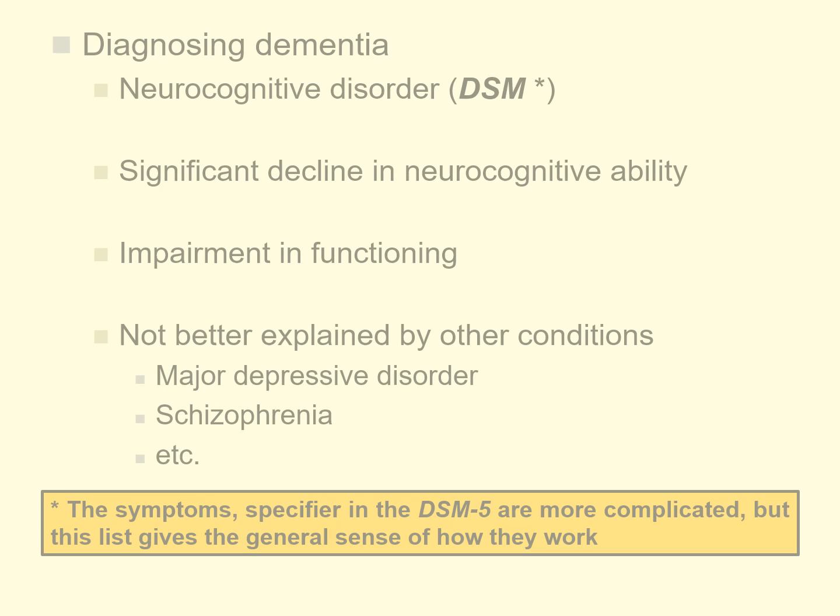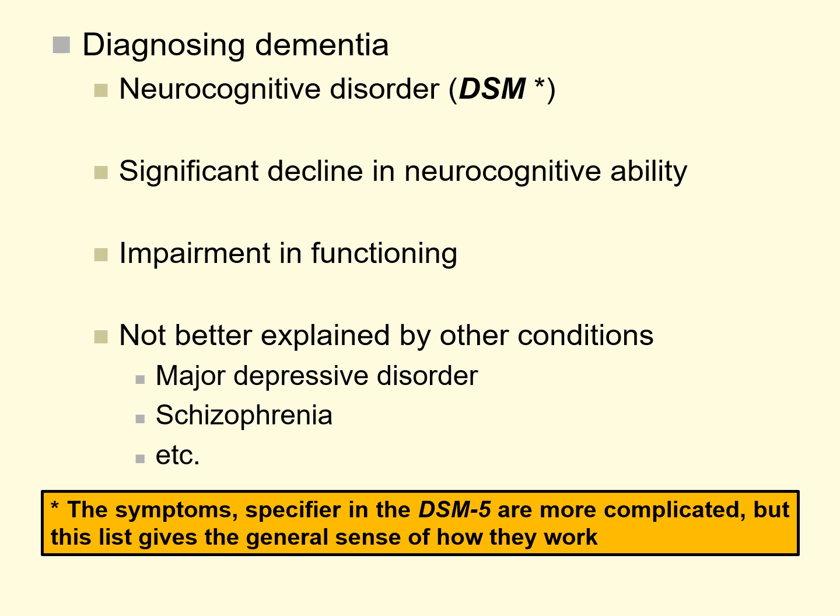All of this is done to help us diagnose dementia, or what the DSM system now calls neurocognitive disorder. And to be clear, the symptoms and specifiers in the current version of the DSM are pretty complicated, but I'm trying to give you here a general sense of how they work.